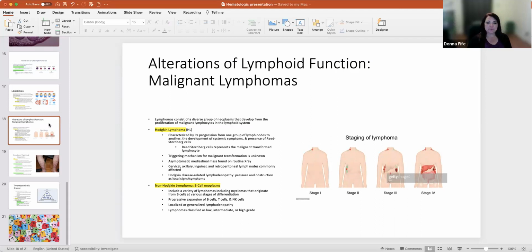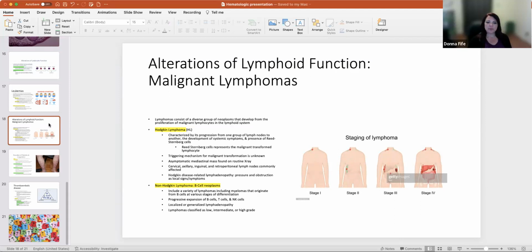A patient may be asymptomatic, and the mediastinal mass may be found on routine X-ray. Cervical, axillary, inguinal, and retroperitoneal lymph nodes are the ones most commonly affected. Hodgkin disease-related lymphadenopathy causes pressure and obstruction as local signs and symptoms. So those lesions may be pressing and obstructing, which is causing symptoms to occur.